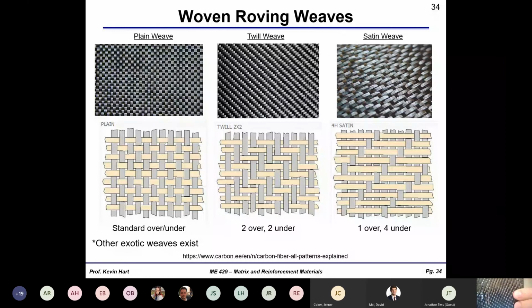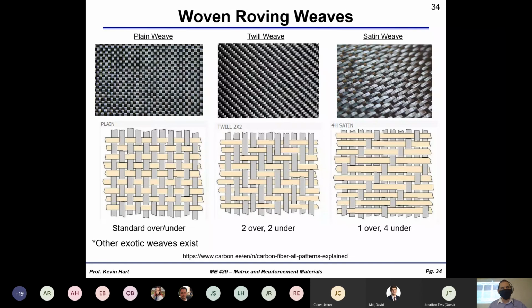Here's an example of your satin weave. This is maybe a little bit better, but here you see 4 over, 1 under, 4 over, 1 under. This here is called a 4 harness satin weave. That's what you see in the picture on the right-hand side. So there are your various types of weaves. There are others, but these are probably the most common: the plain weave, the twill weave, and the satin weave.